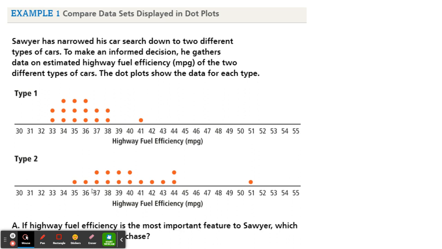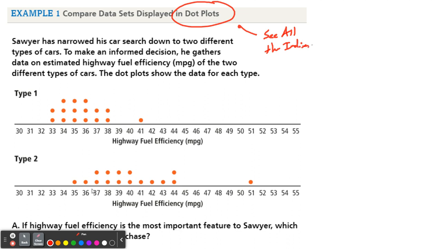Each dot represents a car with that fuel efficiency, right? So every data point is displayed. That's what's nice about a dot plot. For a dot plot, you see each data point, all the individual data points. So you know exactly how many had 34 as their miles per gallon, exactly how many had 36, okay?